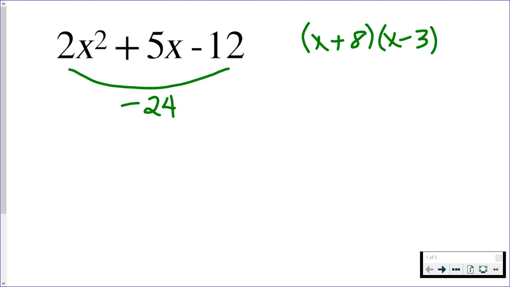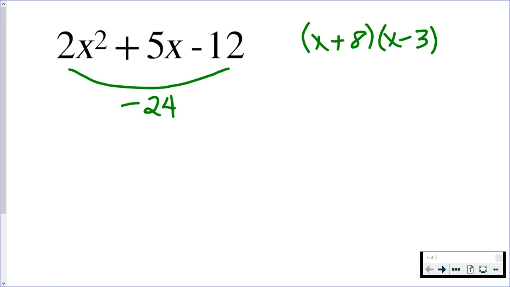Now, if you leave your answer like this, you're totally wrong. Factoring and FOILing are opposites of each other. So if I were to FOIL (x + 8)(x - 3), the goal is to get 2x² + 5x - 12, but that definitely would not equal my original trinomial. So please do not stop at this step. I see it all the time. You are not done when you write down (x + 8)(x - 3).